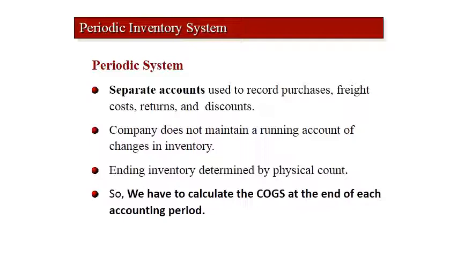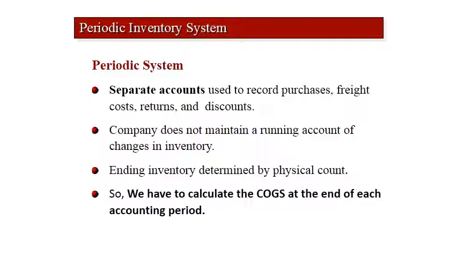When we are using the perpetual system, we use the inventory account for each purchase transaction. But when you are using the periodic system, you use a separate account for each transaction. A company, according to the periodic system, does not maintain a running account of the change in inventory. We don't have a running account for inventory. We just have beginning inventory and ending inventory.